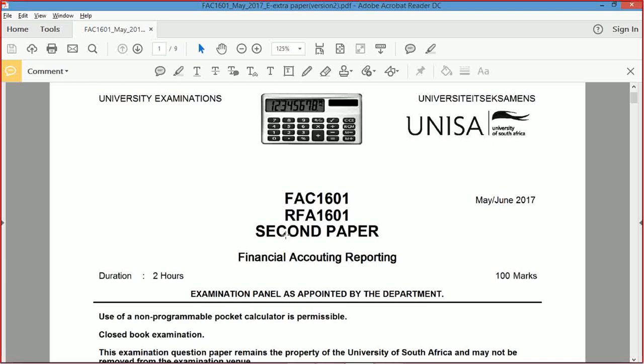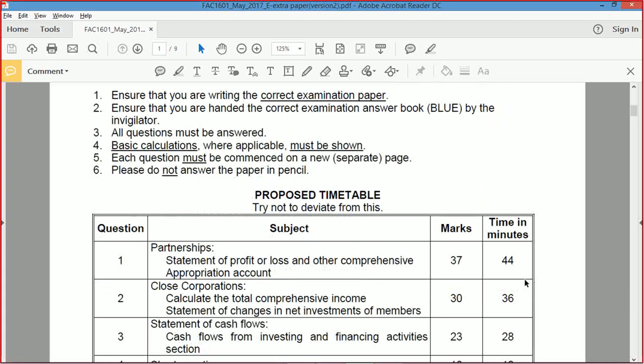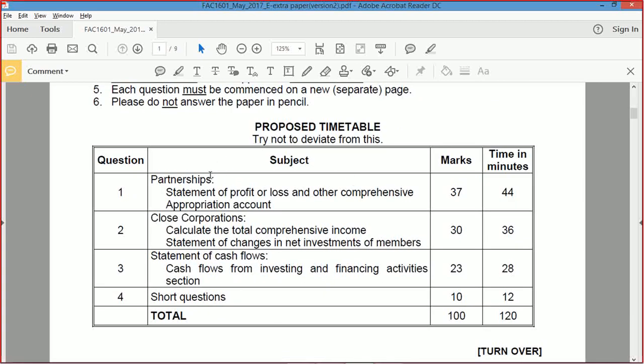So this is the question paper for May/June 2017. It's the second paper. It's 2 hours long. It's out of 100 marks. Obviously, you'd be looking at the proposed timetable, and you're going to be starting with the question you feel most comfortable with. So obviously, look at question 1, 2, 3, and 4.